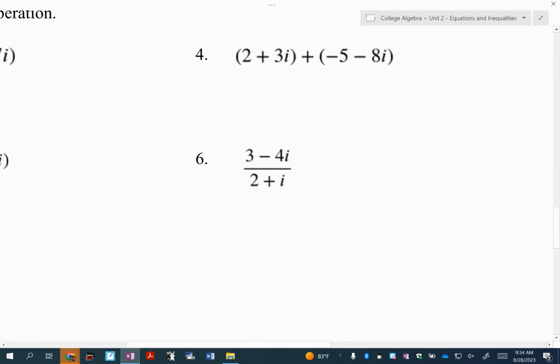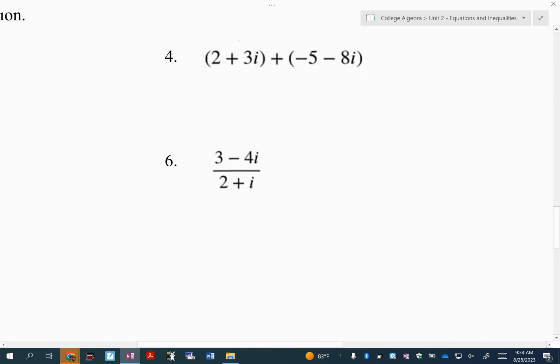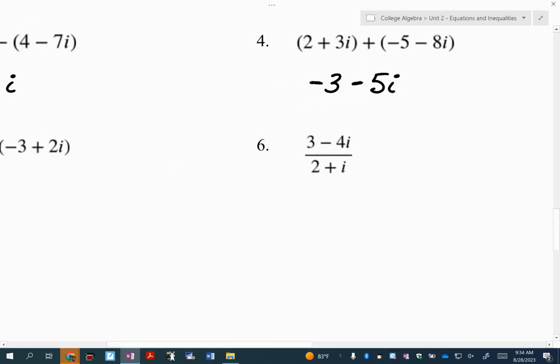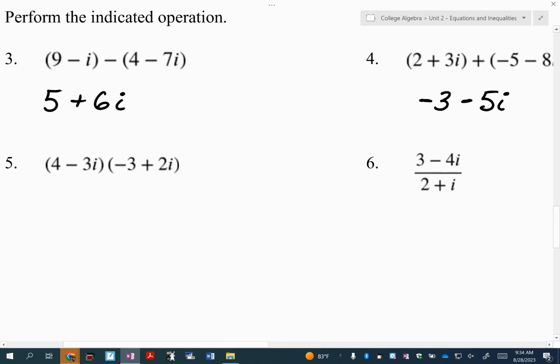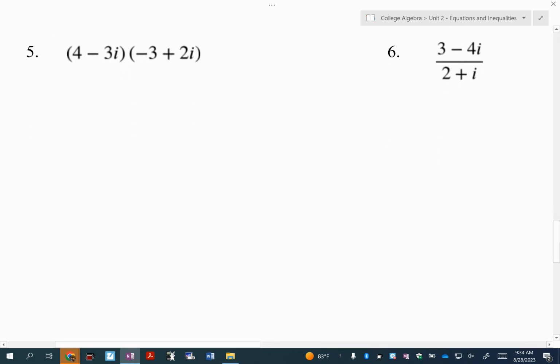Let's do the addition one. Again, real to real. 2 plus negative 5 is negative 3. And then 3i plus negative 8i is negative 5i. All right, so hopefully you'll get those correct. Those are supposed to be the more straightforward ones. Multiplication is a little bit more challenging.